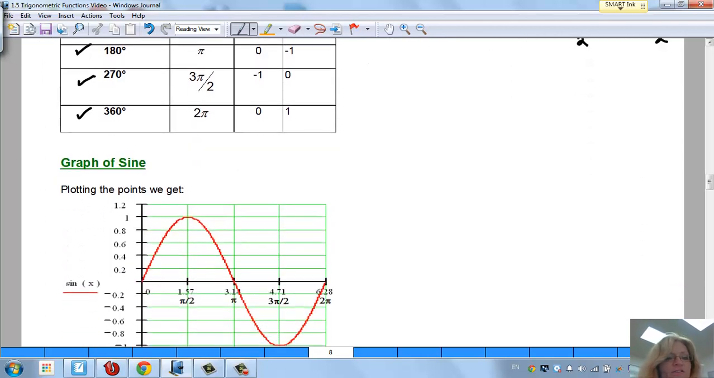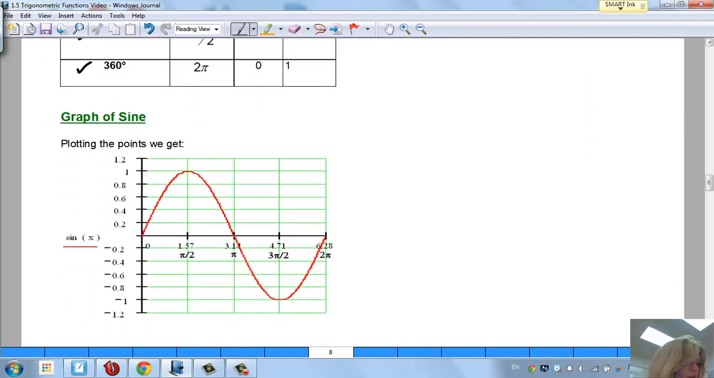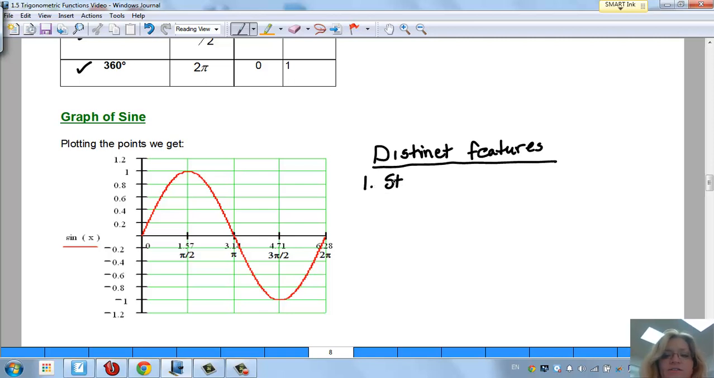Now the remainder of this video is talking about graphing. So I've done a graph of sine here. And let's talk about some distinct features of the graph of sine. Now I graphed this where this gave us decimals, but this is pi over 2, pi, 3 pi over 2, and 2 pi. So I'm going around the unit circle once. And you guys learned that sine starts at midline. So let's do what the distinct features are of the graph of sine. First of all, sine starts at midline.